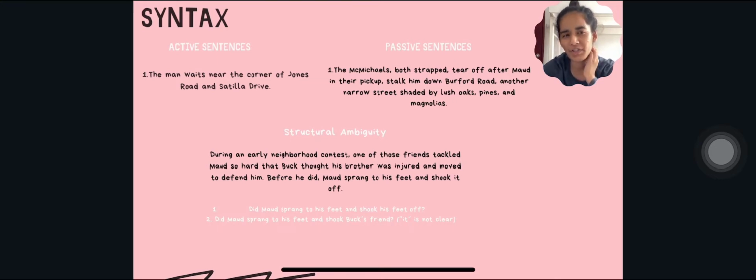So we chose that. Did Maud actually spring to his feet and shake his feet off? Or did Maud spring to his feet and shake Buck's friends? So the it here is actually not clear. So it is either did Maud shake his feet off or Buck's friend. So that's how the structural ambiguity works.